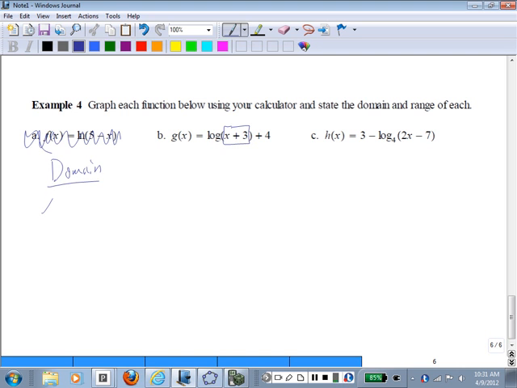So what numbers make x plus 3 positive? x plus 3 greater than 0. Solve the inequality. Well, you got it, though. So x has to be greater than negative 3. We don't flip the inequality symbol here since we're just subtracting, not dividing. x has to be greater than negative 3. So the domain is negative 3 to positive infinity.